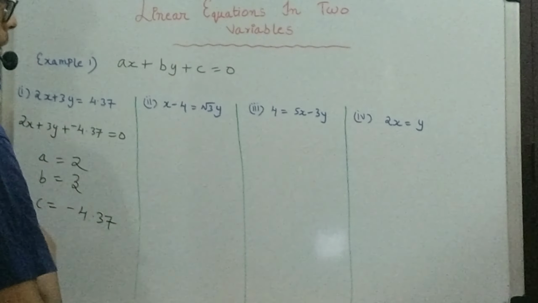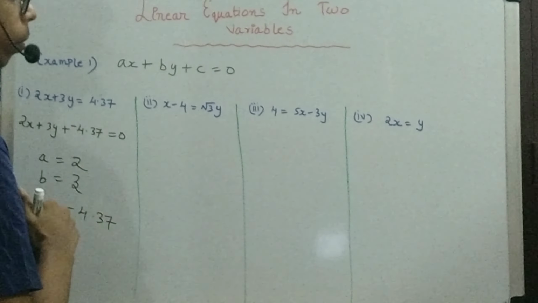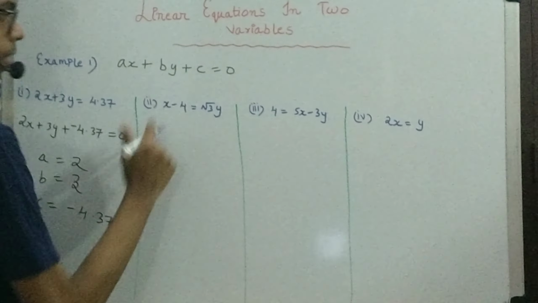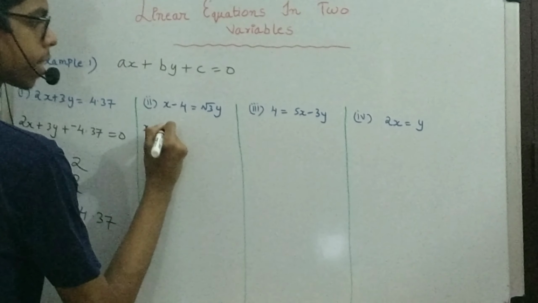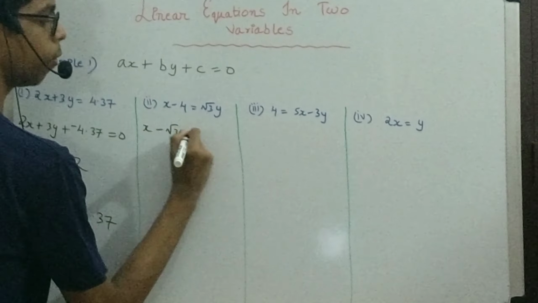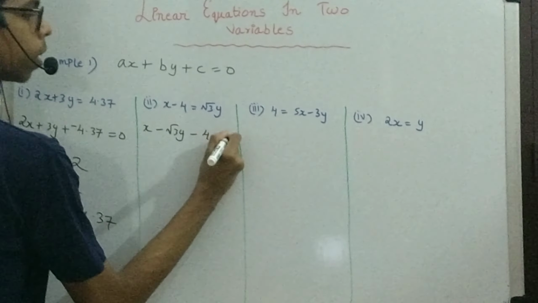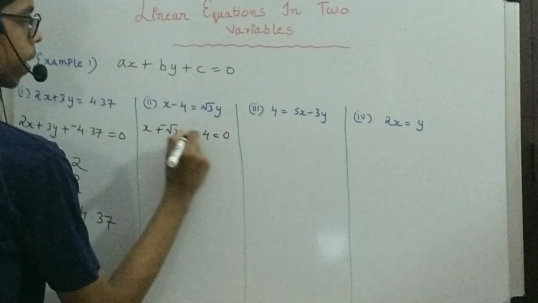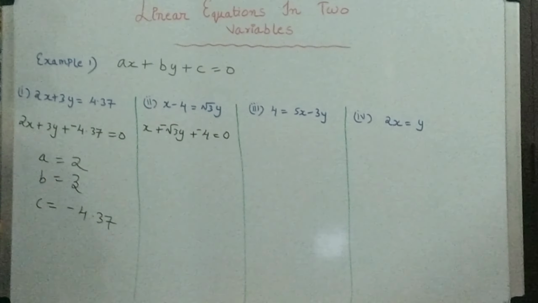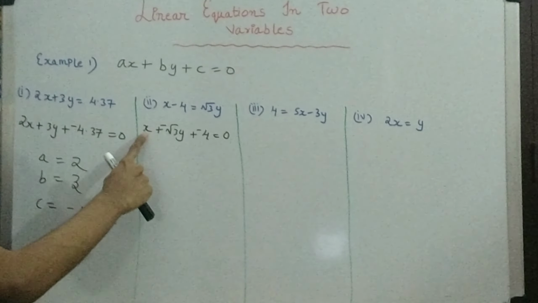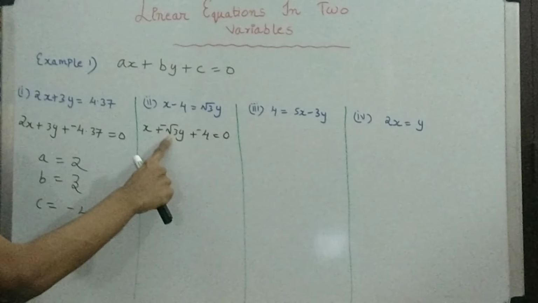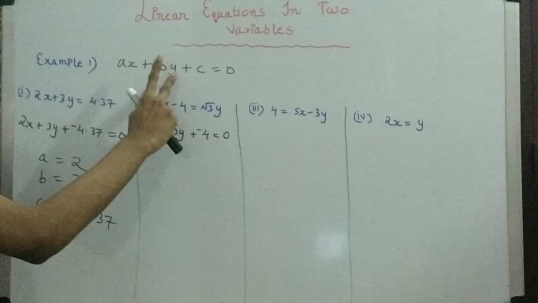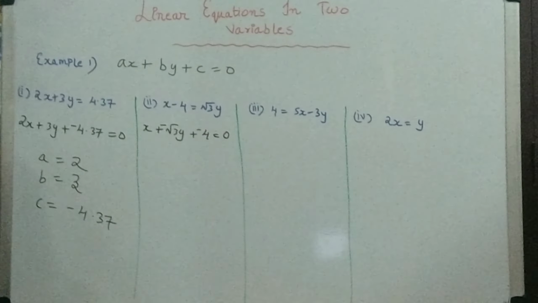Okay. The second question, x minus 4 is equal to root 3y. So let root 3y go to the other side so that it will be in this form. So x minus root 3y minus 4 is equal to 0. Isn't it? So here you can write plus minus. Okay, so this is of the form ax plus by plus c is equal to 0. First x term, then the y term, then the constant term.